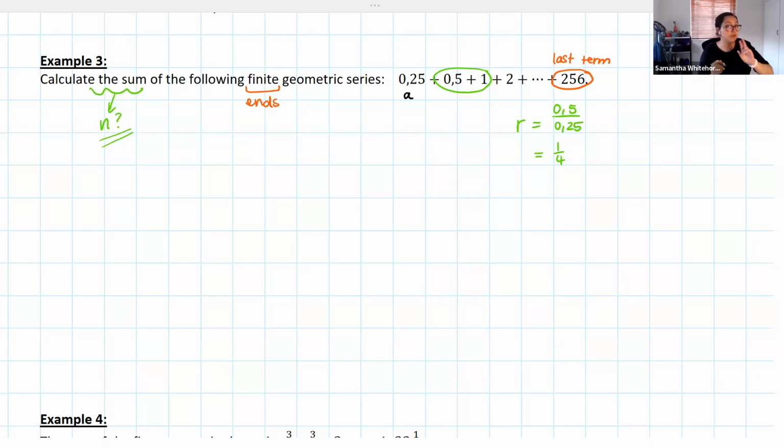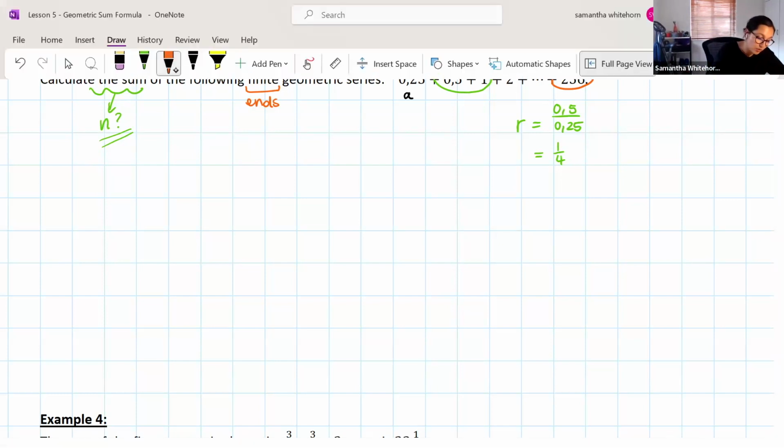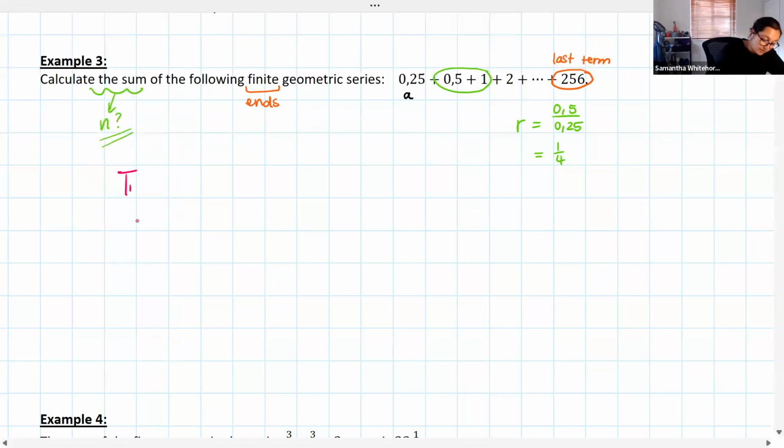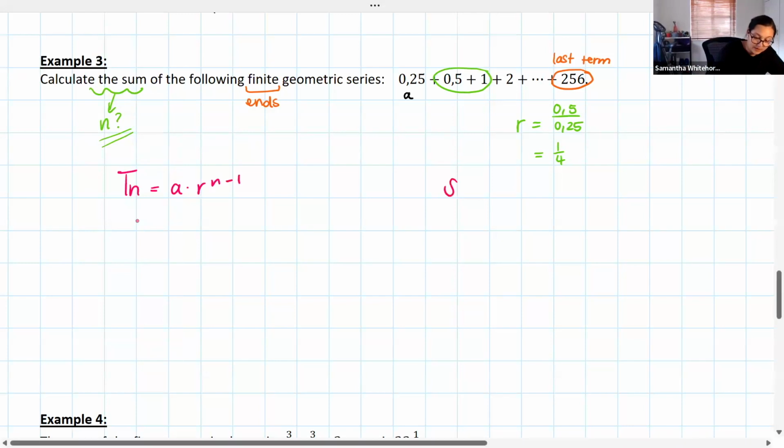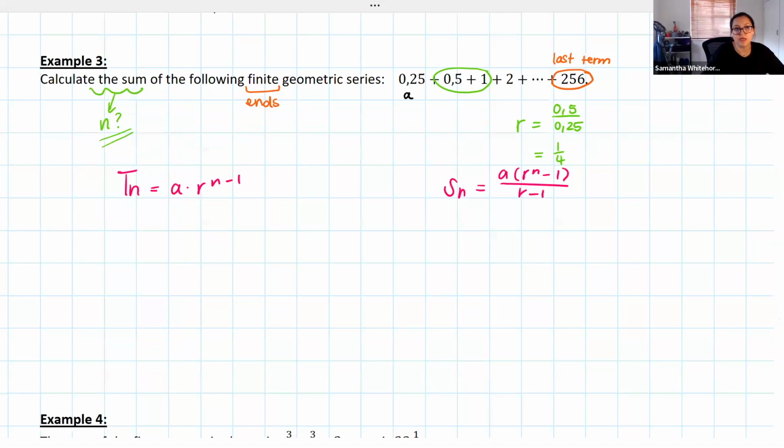And now this is what I was saying right at the start of the lesson. Remember, you've got 2 formulas, and you need to now decide which is going to be useful to you. So I'm going to write them both down, and then we're going to decide which one is actually useful in this scenario. So we've got our Tn formula, and we have our Sn formula. Now we need to decide which is useful. Okay, so if I go to my sum formula, because at the end of the day, the question is saying calculate the sum. What did I say?